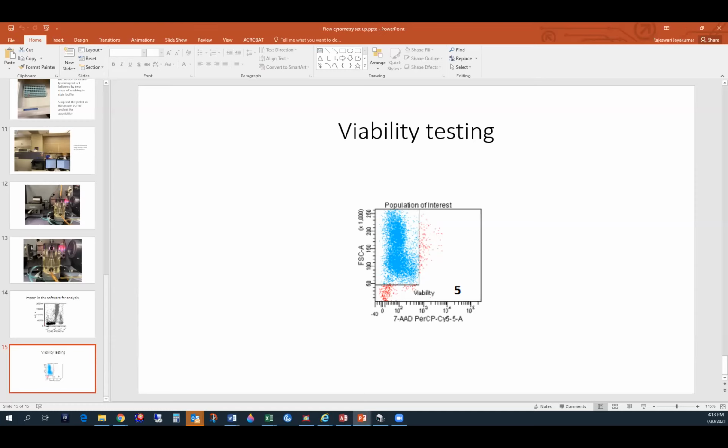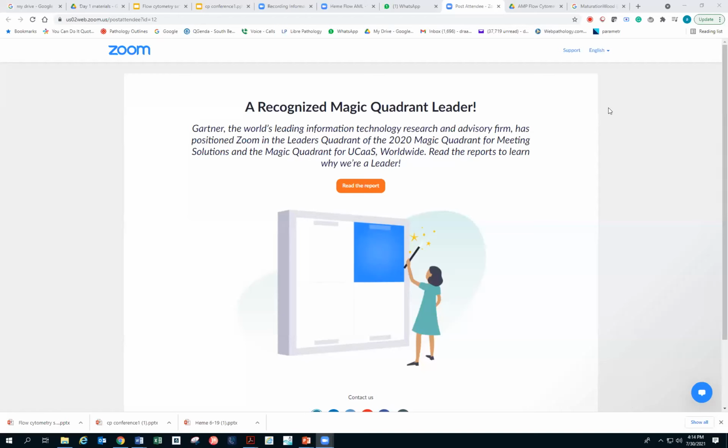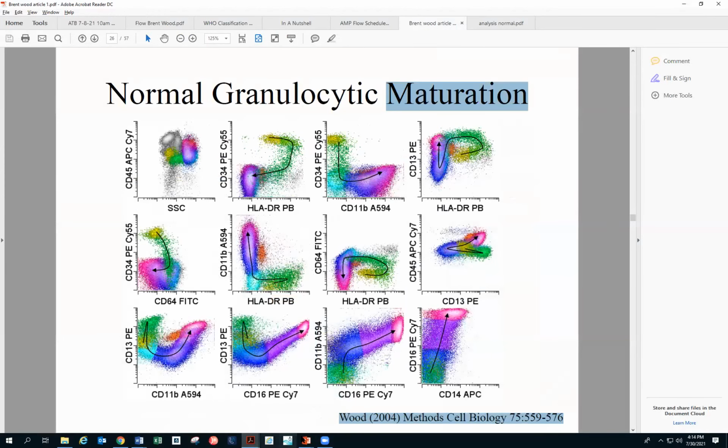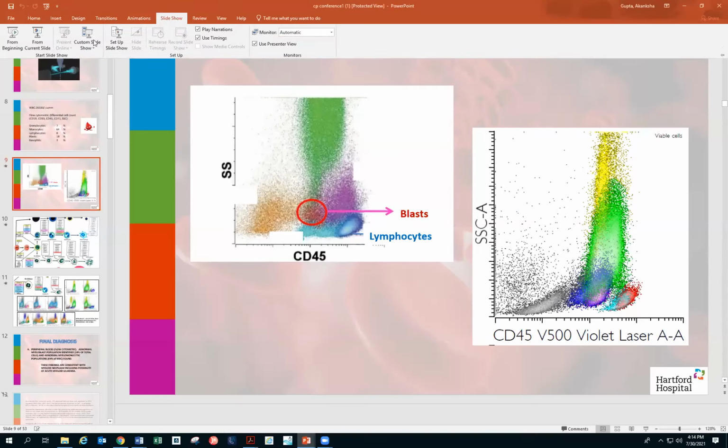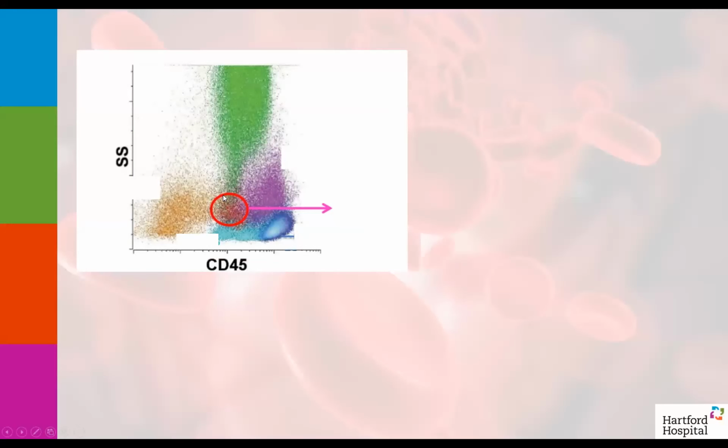Any questions so far? Okay, guys. I am Akanksha. So I think that was a pretty nice overview of how flow cytometry is done. Any questions that you have for Rajeshwari that you want to clarify?